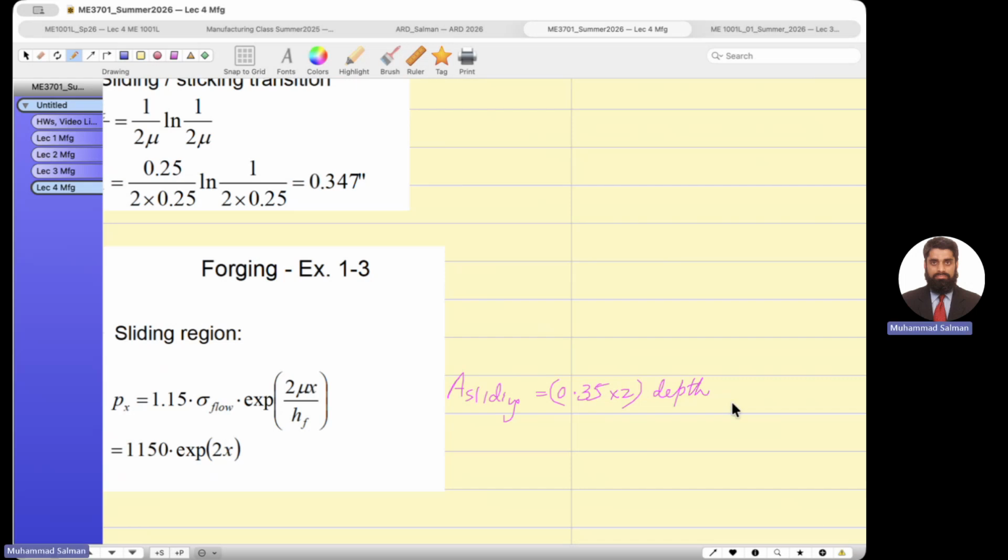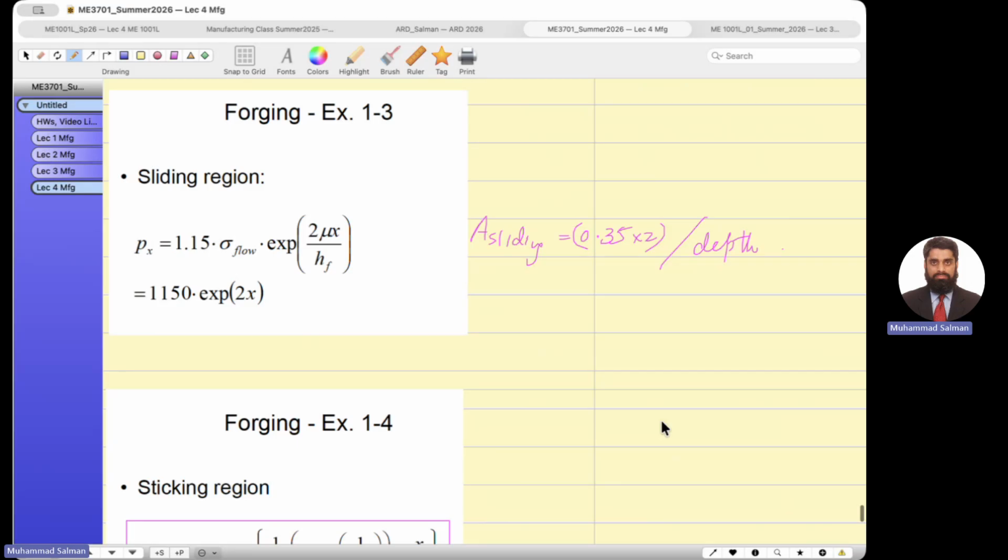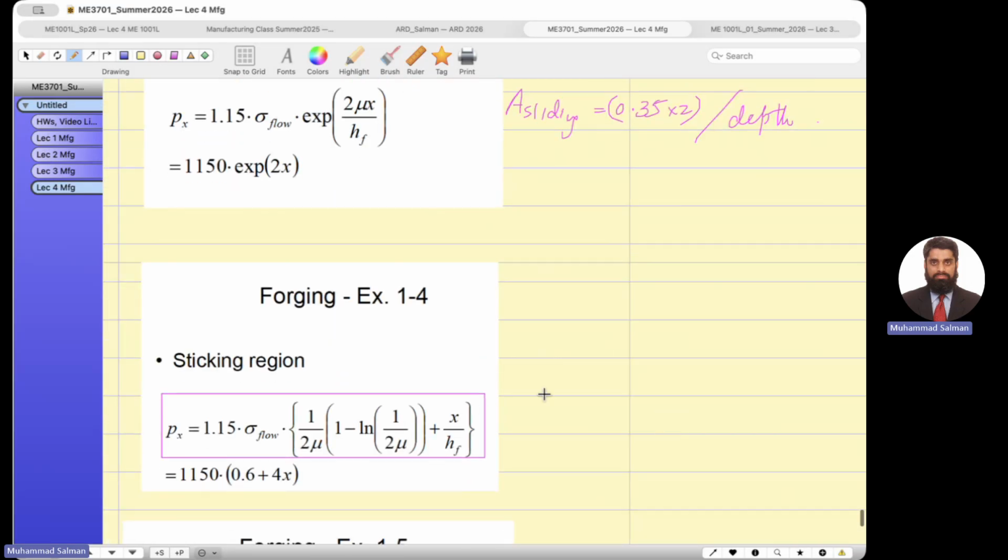And if you don't want to consider the depth, it's okay. You can mention, Professor, this is the per unit depth. In our handouts, to make the analysis simpler, they have assumed per unit depth. You don't have to multiply by the 36-inch. But what is area sticking? You will tell me. Area sticking.